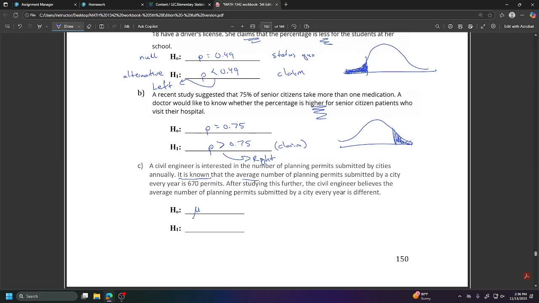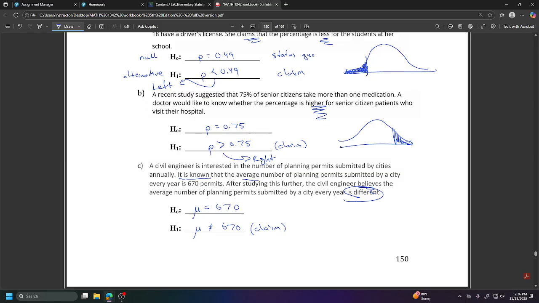What's the rest of this up here? What's my status quo? Say it. Equals 670. Very good. After studying further, a civil engineer claims that the average is different. So what then would I use? What symbol would I say for different? Not equal. Very good. Not equal to. And again, that's the claim that he's making. He's saying this is different.